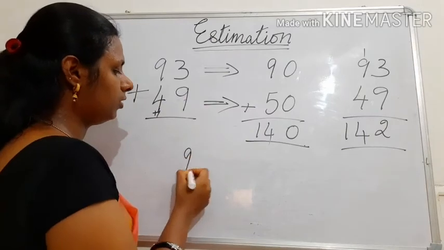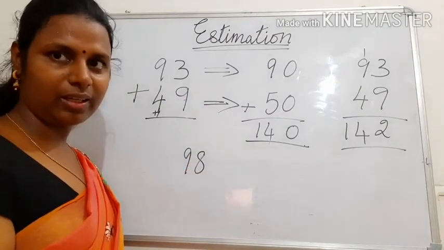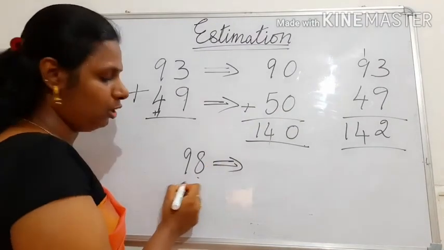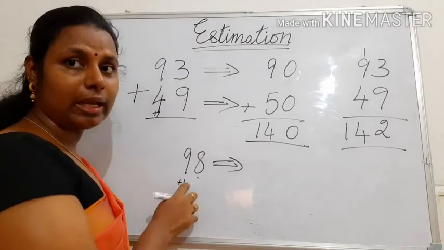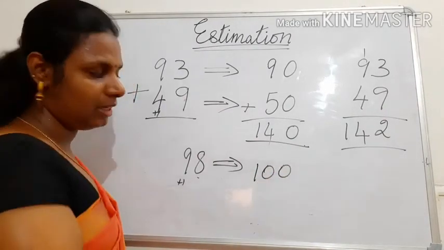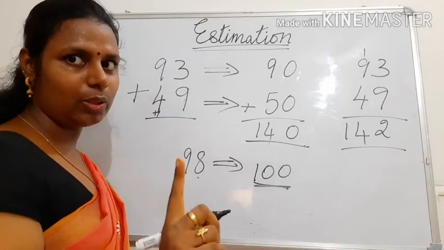Here one more thing I have to remind you. Instead of 93, if it comes 98, here it is greater than 5, so you have to add 1 here. 9 plus 1, 10. In the ones place you will write 0 and here 10. So it becomes 100. You should not forget that. Okay.